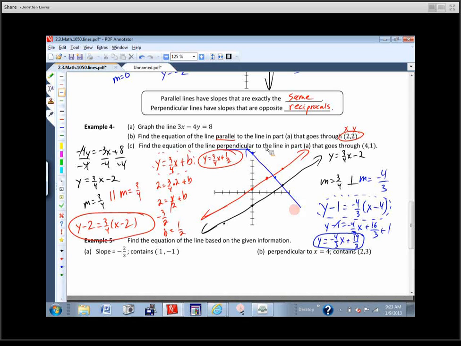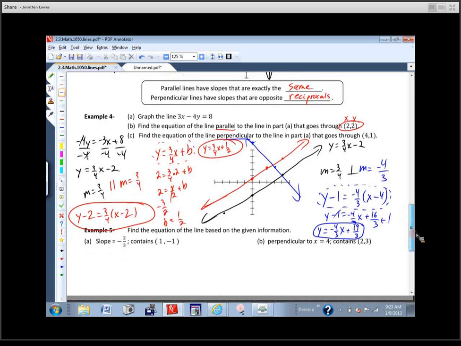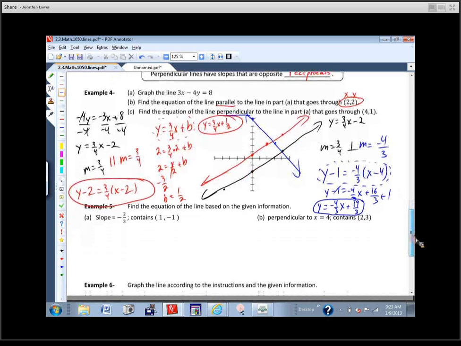Do they look like they're perpendicular? They do. And does it go through the right point? Sure looks like it does. There's 4, 1 right there. Okay? Any questions? Sure? Okay. Last couple then.